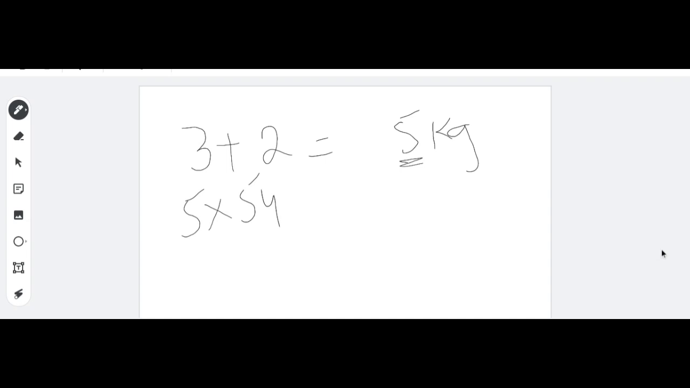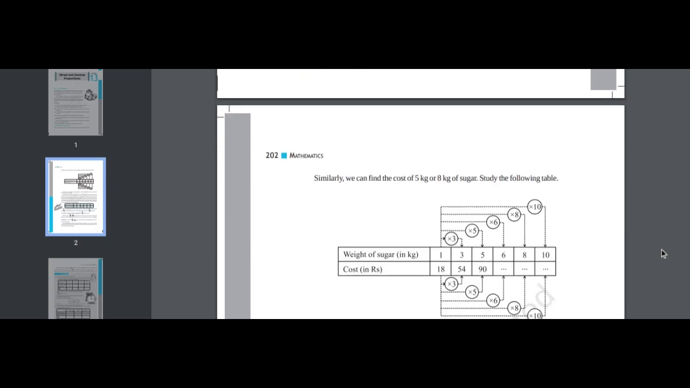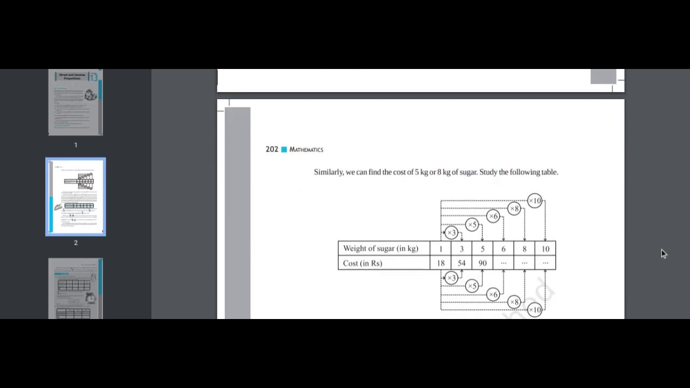I just add 1 to 3. Now I have to add 3 with 2. What will be the answer? For the 5 kg, now I have to multiply 5 with the 3 kg answer, that is 54. What will be the answer here? Okay, 5 into 54. Yes, I'll do that. 5 with the 54. 270. No, they just gave us 90.